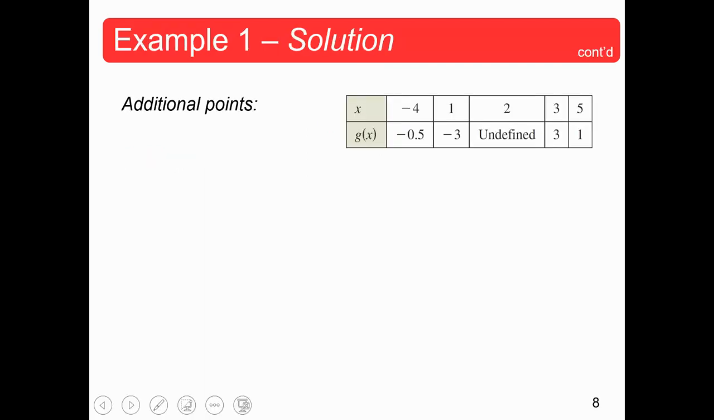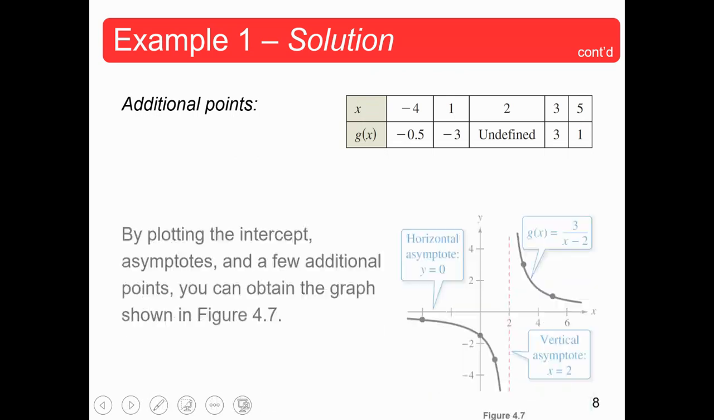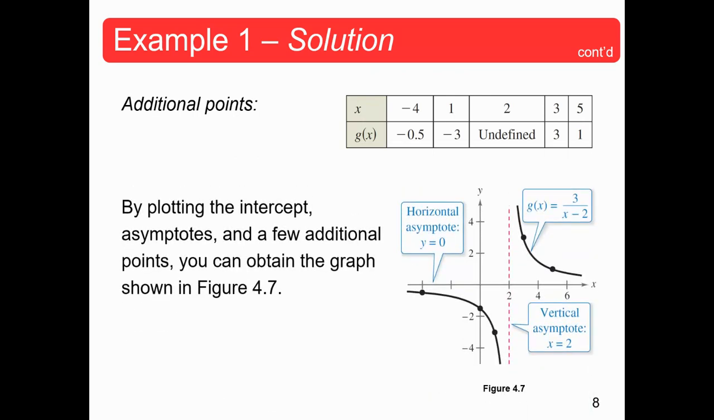Here are some additional points that we have tested. So if I plot all these points, this is what you should get on this. Typically, I'll plot just the y-intercept and the horizontal asymptote, the vertical asymptote, and then I'll pick either a point to the right or left. But even just having this one point, I know it's going to look something like this.